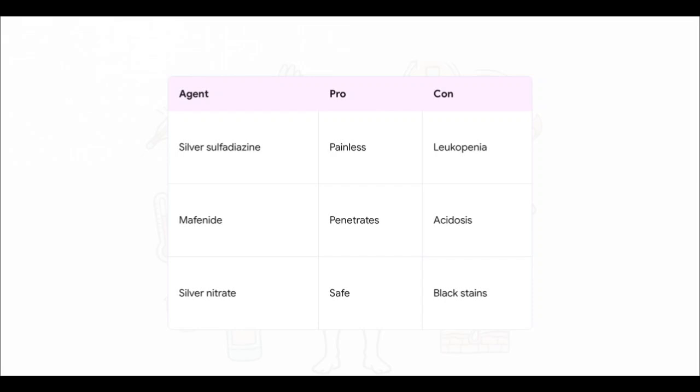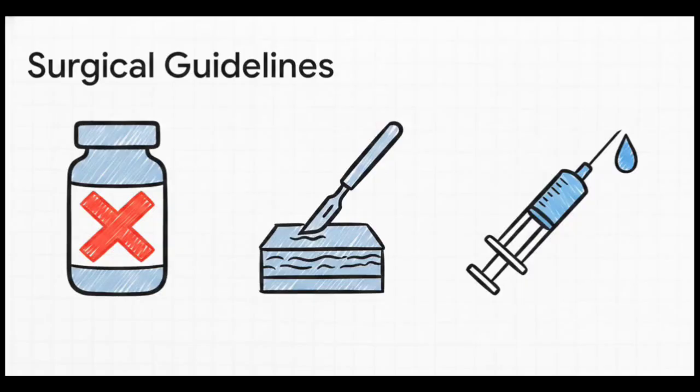Mafenide acetate, on the other hand, penetrates eschar beautifully, but it hurts like crazy and, here's a high-yield fact, it can cause metabolic acidosis because it inhibits carbonic anhydrase. Finally, silver nitrate is safe if they have a sulfa allergy, but it stains tissues completely black and causes severe electrolyte abnormalities. Now, pay very close attention to this strict protocol rule.